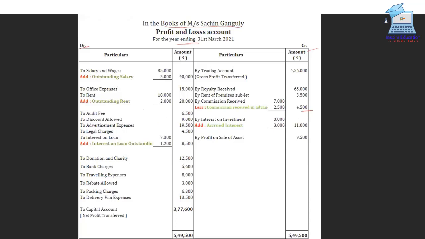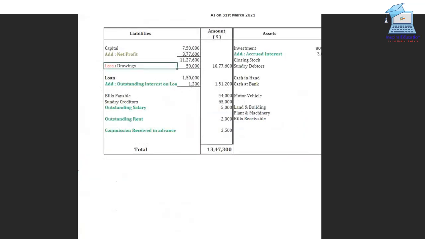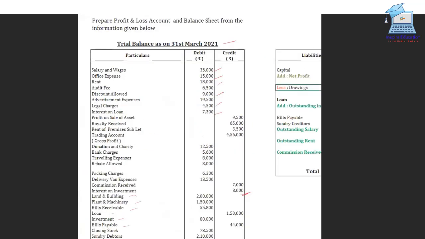In this question, we will be solving the profit and loss account and balance sheet. And in this question, you will see, for convenience, we have kept the profit and loss part the same as we have solved the last one. And the net result comes what? There is a net profit of 3,77,600. Now we will see from this question how to prepare the balance sheet.